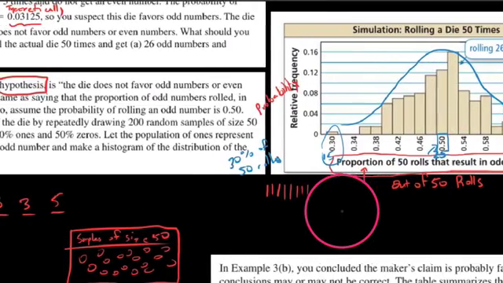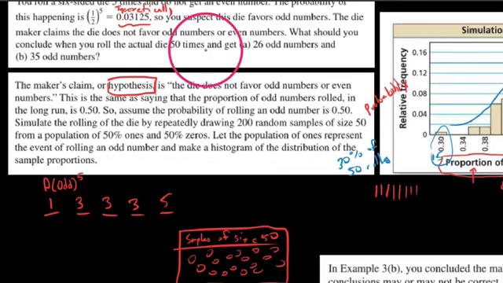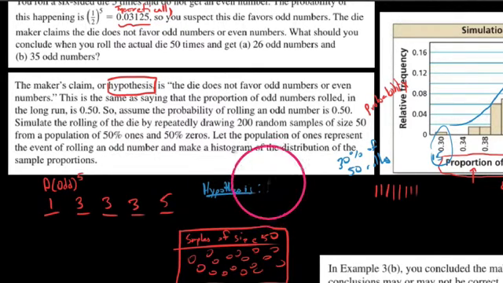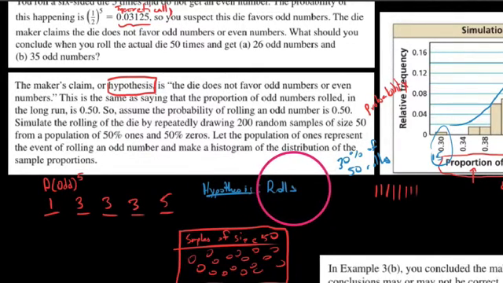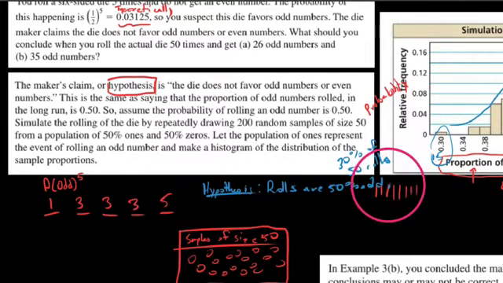And so the question we were trying to answer was, what should you conclude when you roll this die 50 times and you get 26 odd numbers? Here's what we've got, and I'm going to write this down here. We say hypothesis: rolls are 50% odd. And then basically the other 50% even. But we're focusing on the fact that rolls should be 50% odd.